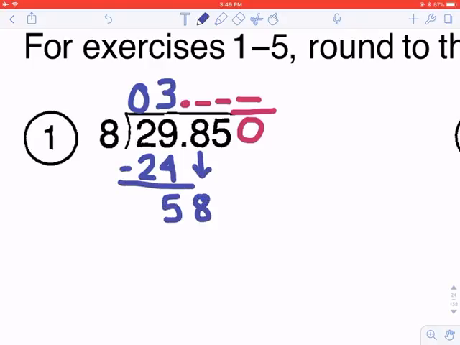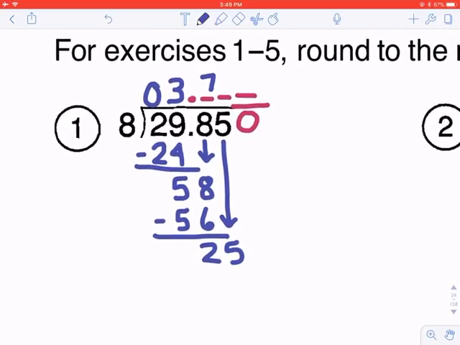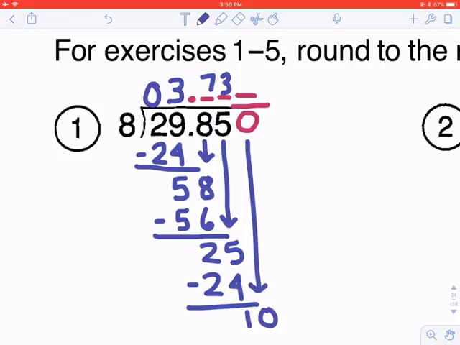So here's the only difference. Instead of bringing down a 0, I'm bringing down an 8. I'm not thinking of it as 5.8. It's still a whole number. I'm ignoring the decimal. 8 goes into 58 7 times. 8 times 7 is 56. Subtract, you get 2. Bring down the 5. 8 goes into 25 3 times. 8 times 3 is 24. Subtract, you get 1. And now I'm bringing down that 1 digit that I added. 8 goes into 10 once, and I can stop there.